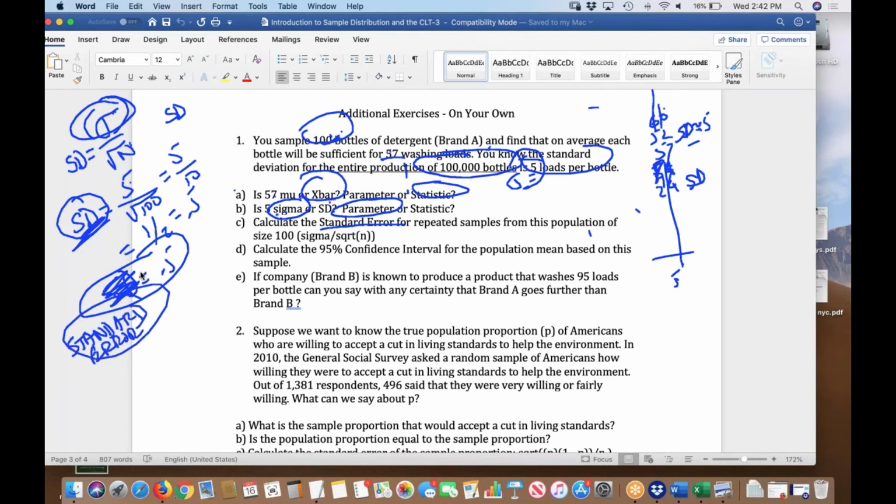Okay, so from now on, when I'm talking about that standard deviation, I'm going to call it standard error. Calculate the standard error for repeated samples from its population of size 100, sigma over square root of n turned out to be 0.5. Calculate the 95% confidence interval for the population mean based on this sample. Whoa, there's another new term we just popped up with. Confidence interval.